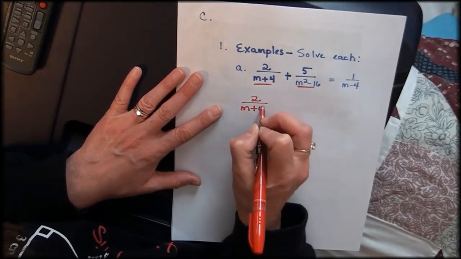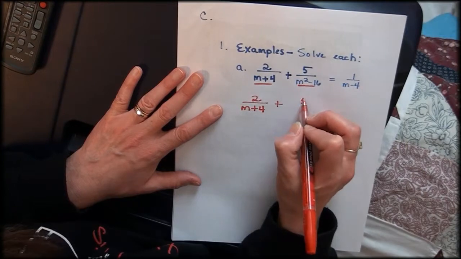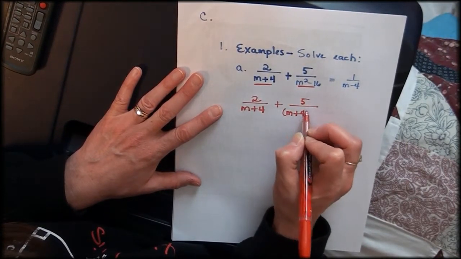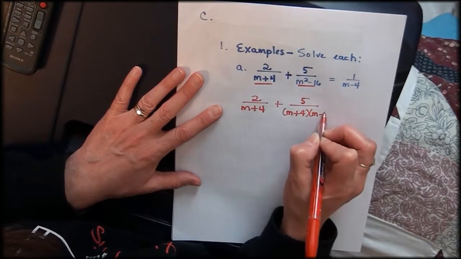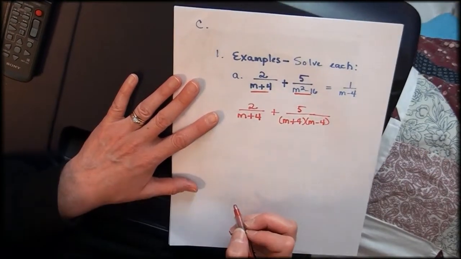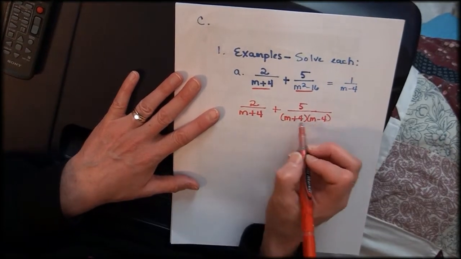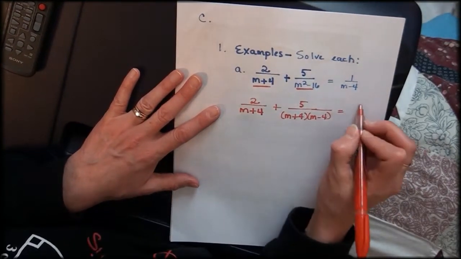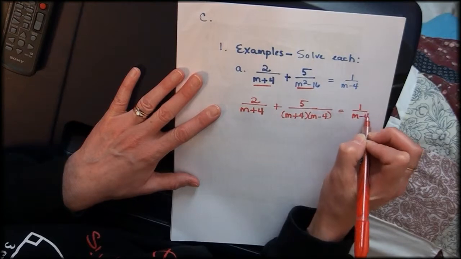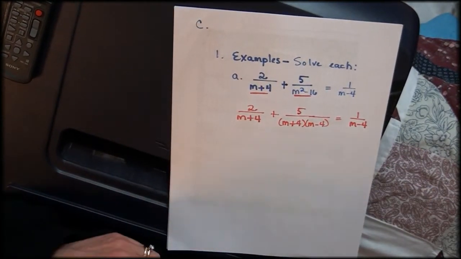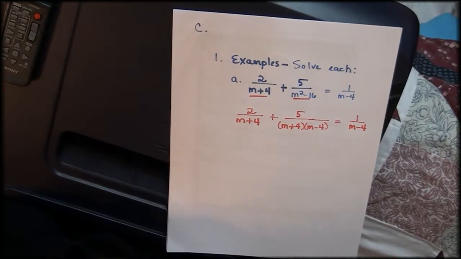Now this one's in good shape, so I'm going to leave it alone. But this one, if I factor it, it's a difference of squares, and the way that you factor a difference of squares is that you factor them as, loosely said, conjugates. So it'll be an m plus 4 times an m minus 4.